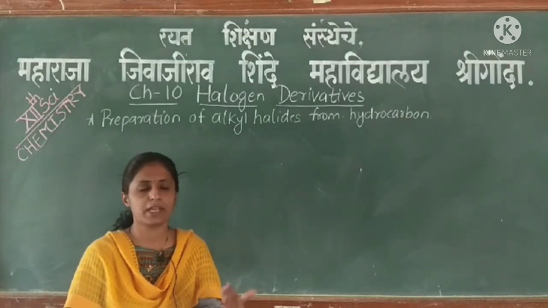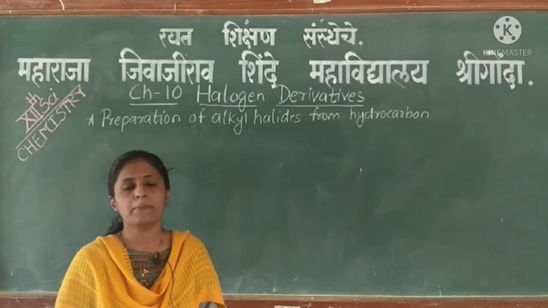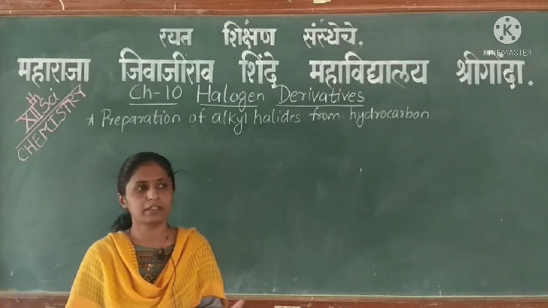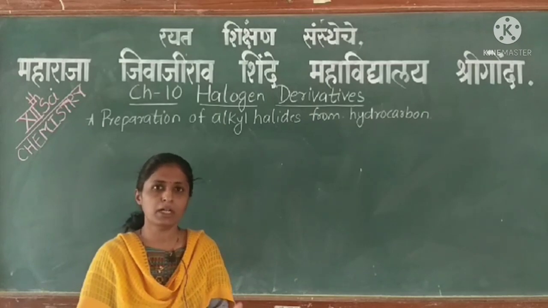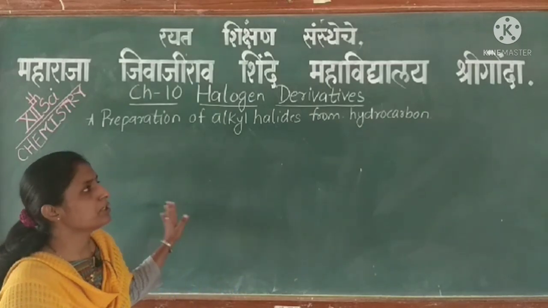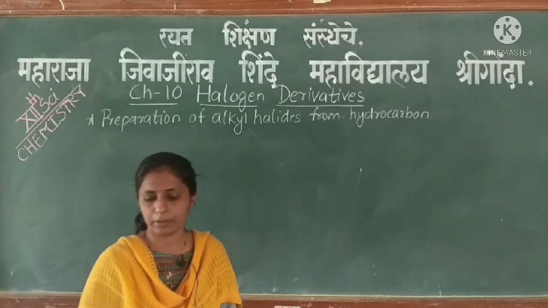In the previous lecture, we have seen that there are 5 methods by which you can prepare alkyl halides, and we were done with the method of preparation of alkyl halide from alcohols. Now in this lecture, we are going to study the preparation of alkyl halides from hydrocarbons.